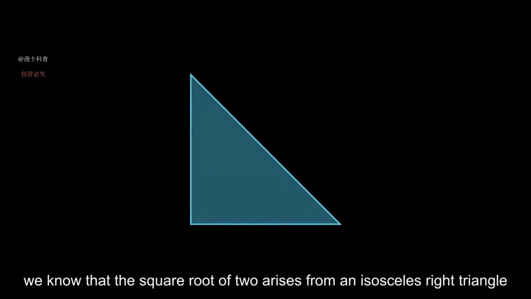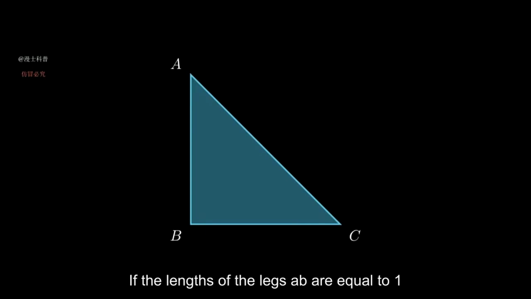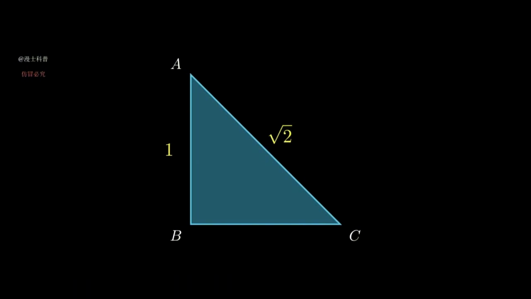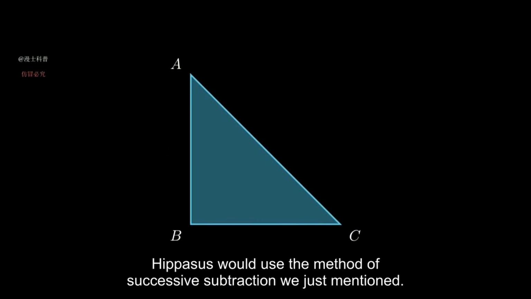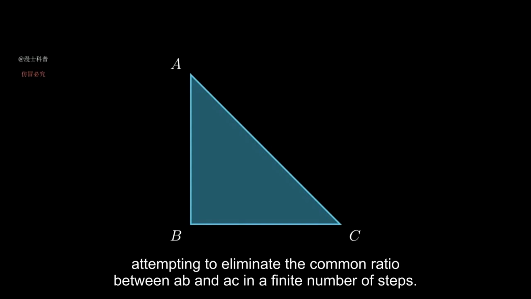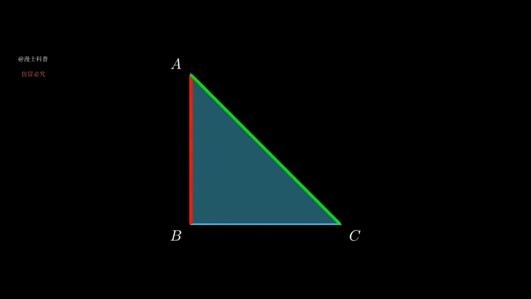To begin, we know that the square root of 2 arises from an isosceles right triangle, with vertices A, B, and C. If the lengths of the legs AB and BC are equal to 1, then the hypotenuse AC must be equal to the square root of 2. So, next, Hippasus would use the method of successive subtraction we just mentioned, attempting to eliminate the common ratio between AB and AC in a finite number of steps. But how exactly does one accomplish this?